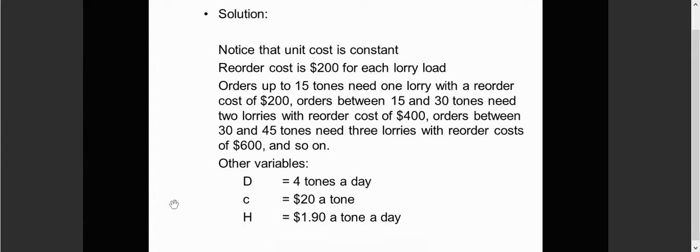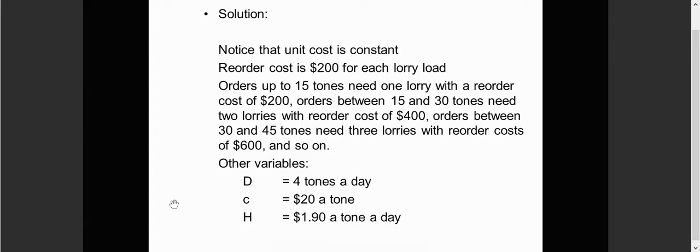So we can summarize the information in the previous slide. The reorder cost will be 200 ringgit for each lorry load, and an order up to 15 ton needs 1 lorry with reorder cost of 200, and an order between 15 and 30 ton needs 2 lorries with reorder cost of 400, and an order between 30 and 45 ton needs 3 lorries with reorder cost of 600, and so on.